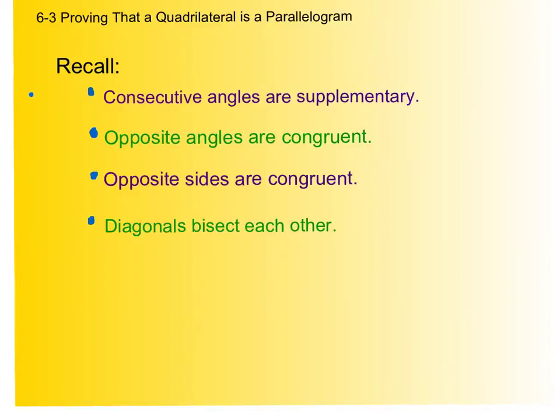First one, consecutive angles are supplementary. So remember, consecutive angles are ones that are directly next to each other, and they're going to be supplementary, or 180 degrees. Opposite angles are congruent. Opposite sides are congruent, and because it's a parallelogram, they're also parallel, and diagonals bisect each other. That's the one property that we learned in class, so you might not have that in your notes. So please make sure that you put it in your notes now if you haven't done so already.